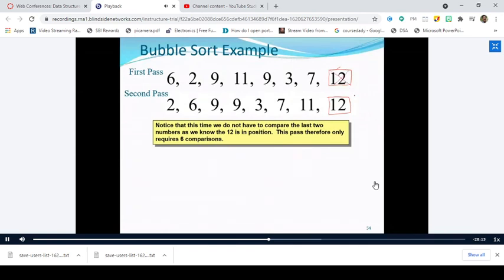So if you consider it, there is nothing wrong in it, right? But the time complexity may increase, because if you don't consider this 12 for the second pass, then you are able to make only 6 comparisons. Otherwise, if you consider this 12 for the second pass also, you are making 7 comparisons, right? So you are increasing one comparison for the second pass. When you increase the comparisons, then the complexity automatically increases, right?